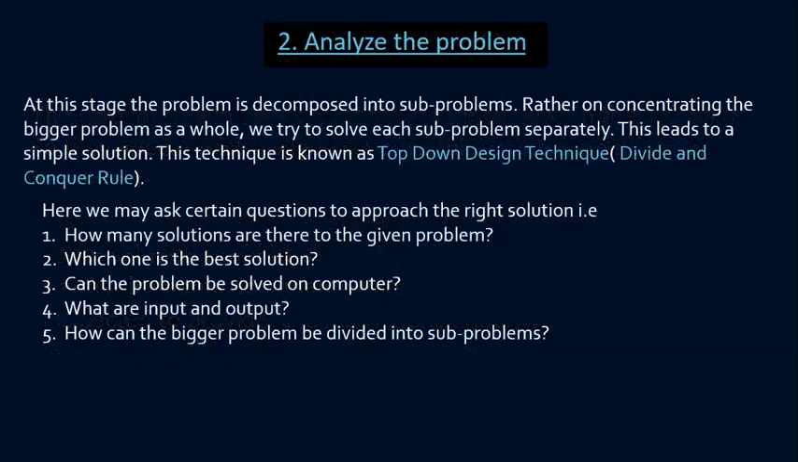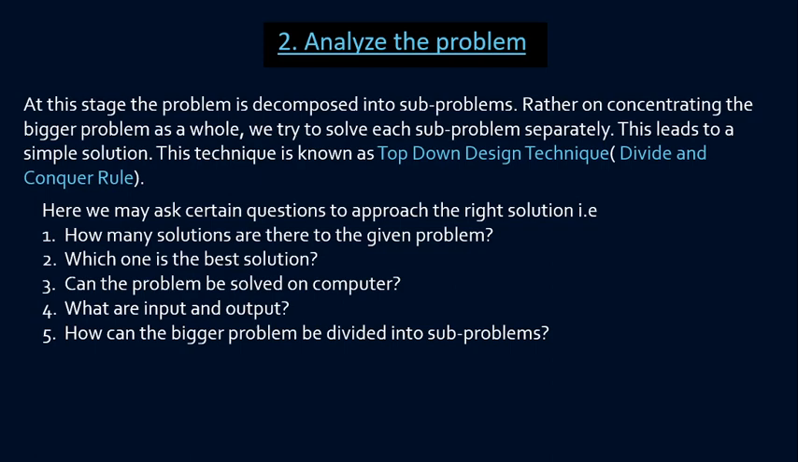Now the next step is analyze the problem. Analyze the problem means a big problem is divided into sub-problems, then we solve each problem separately, and then combine each solution and conclude the solution of the whole problem. Whenever we analyze the problem, these following questions have to be answered. Remember, this technique is also called top-down design technique or divide and conquer rule.